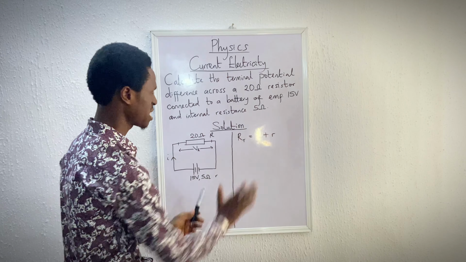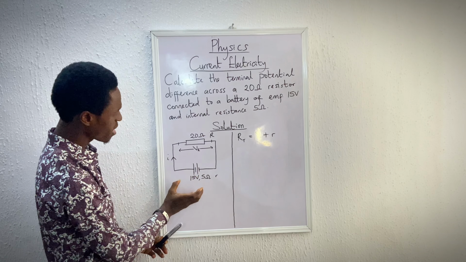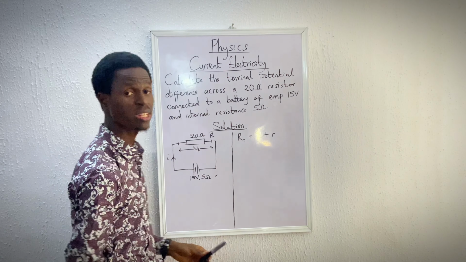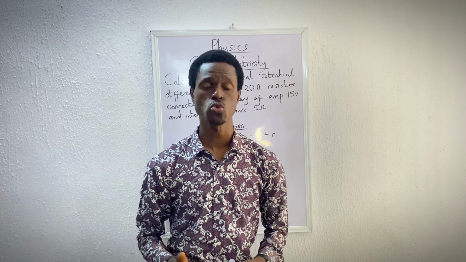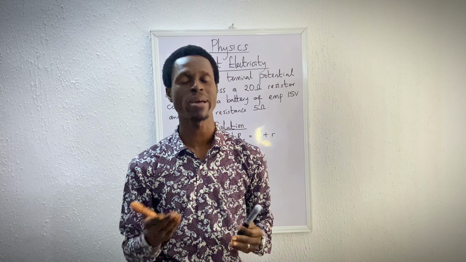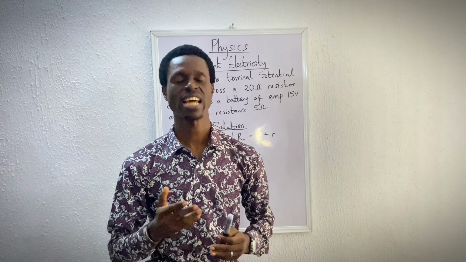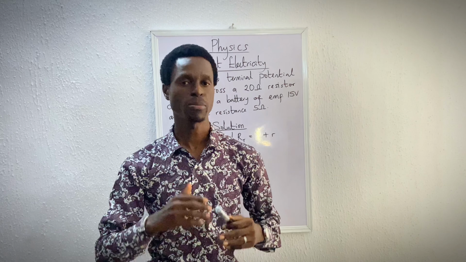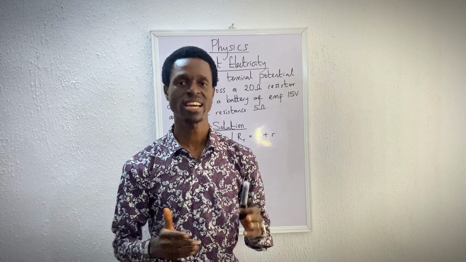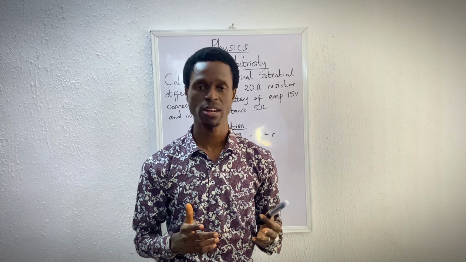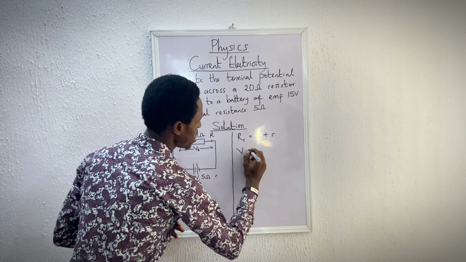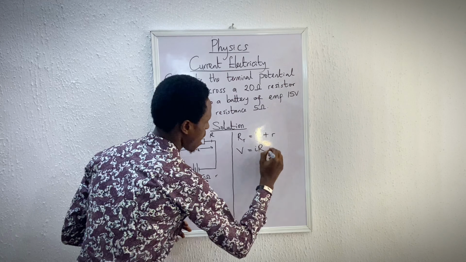So that being said, we want to look at the relationship between this EMF, the current and the total resistance. According to Ohm's law, the current flowing through a metallic conductor is directly proportional to the potential difference applied between its ends, provided temperature and other physical factors remain constant. So Ohm's law states that V equals IR.